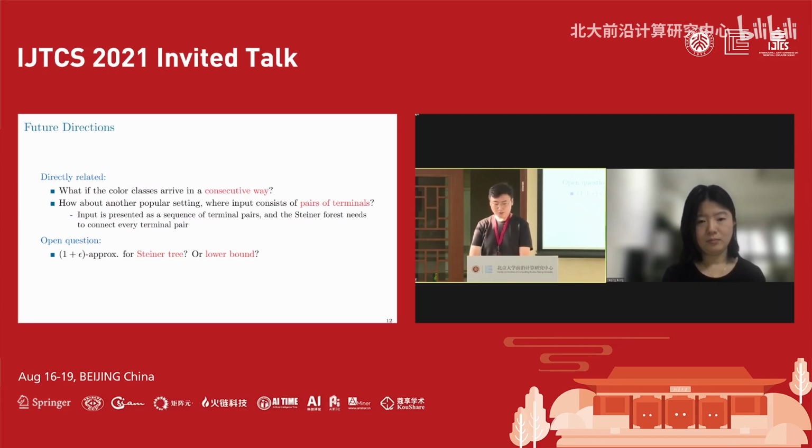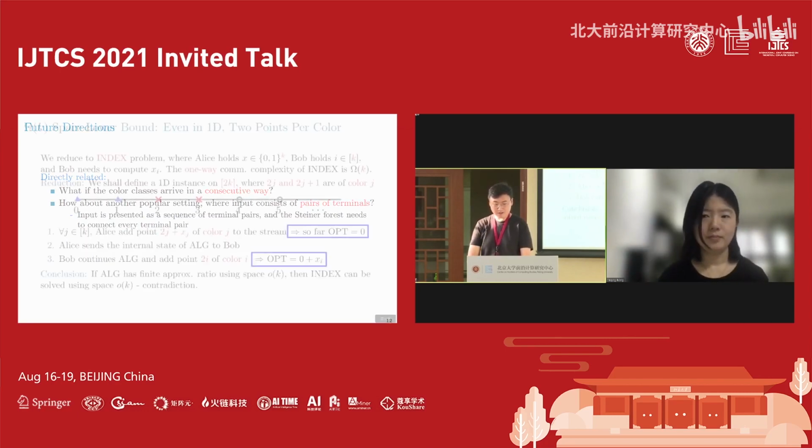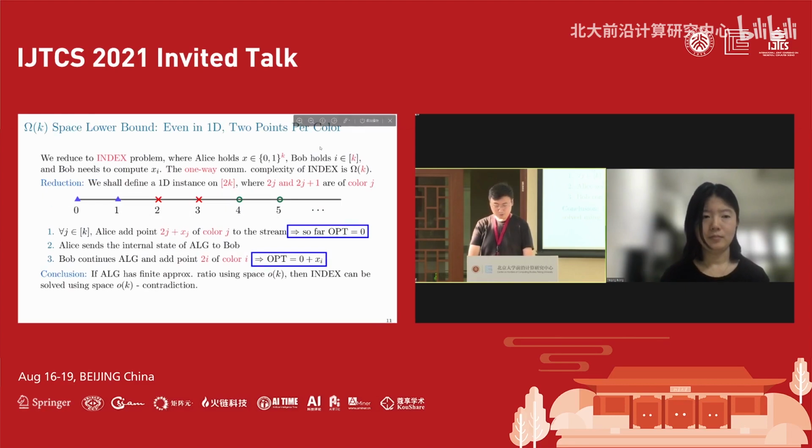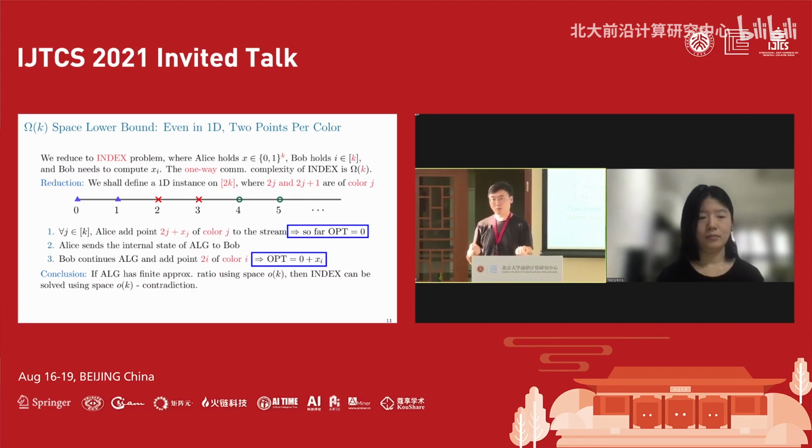I'm not sure what exactly he meant, but there's a standard way to prove streaming lower bounds using communication complexity, and this proof uses such reductions. Essentially, you can think of it like this. In one-way communication, you have Alice and Bob who want to compute something. Alice has some input X, Bob has input Y, and Alice is only allowed to send one message to Bob, and then they want to conclude.